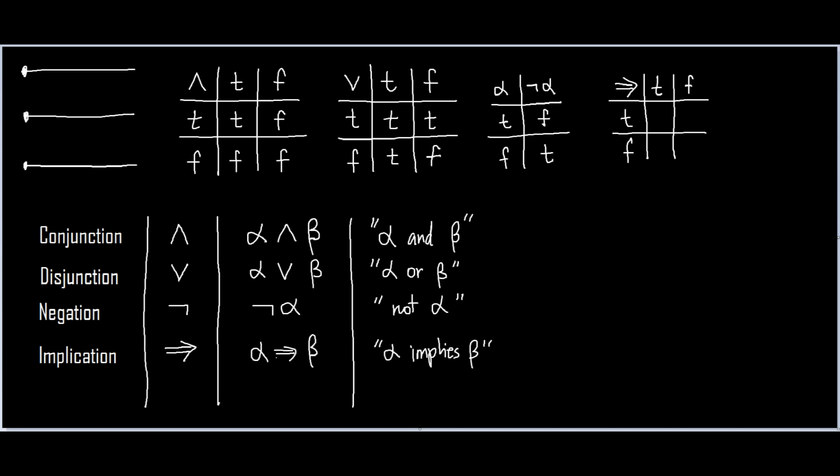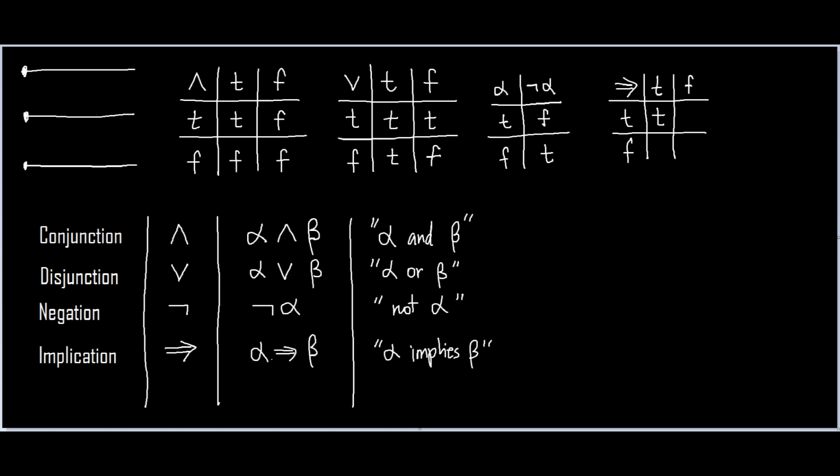Depending on the truth of alpha or beta, when will alpha implies beta be true or false? If alpha is true, then beta must be true. So if both alpha and beta are true, then alpha implies beta is fine, it's true. Because we're saying if alpha is true, then beta must be true, and that holds when both of them are true. We haven't violated the fact that if alpha was true, then beta is true, under the scenario when both of them are actually true.